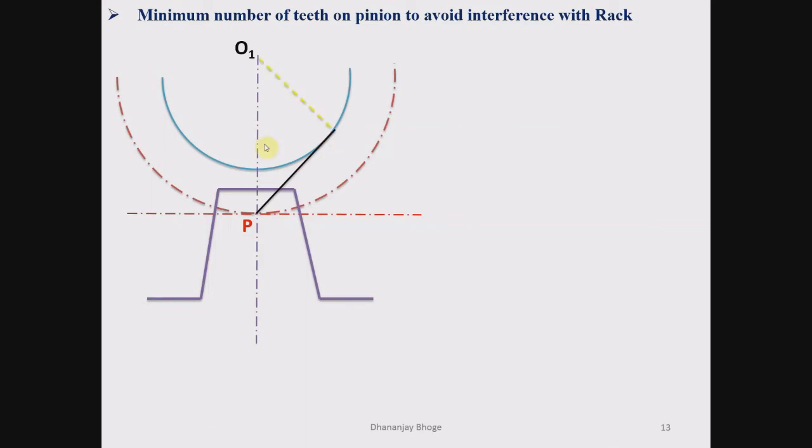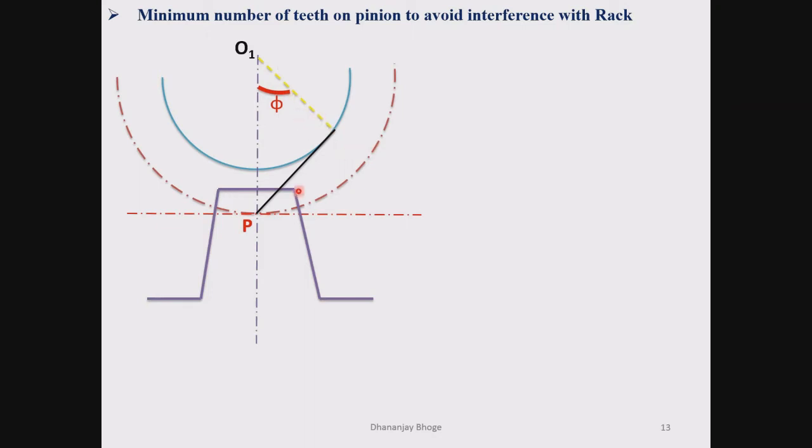Now we know that tangent to base circle is always normal to the radius of rotation of the base circle at the point of tangency. So mark this yellow line from the center of pinion to the point of tangency of this pressure line. And mark the pressure angle at the center of pinion. Pressure angle phi.